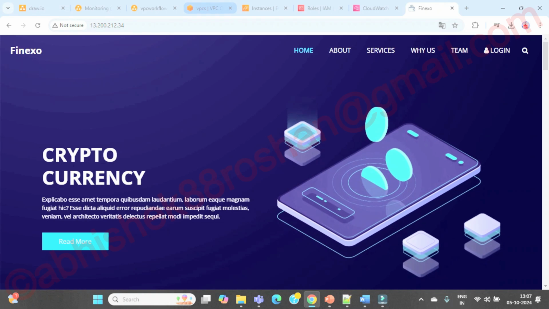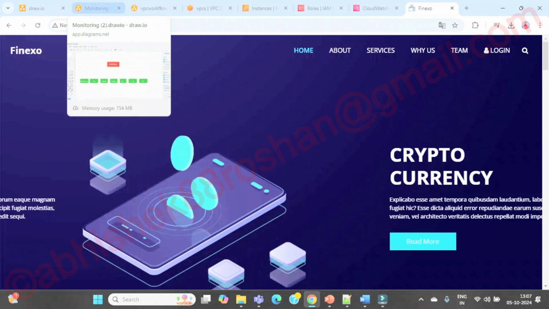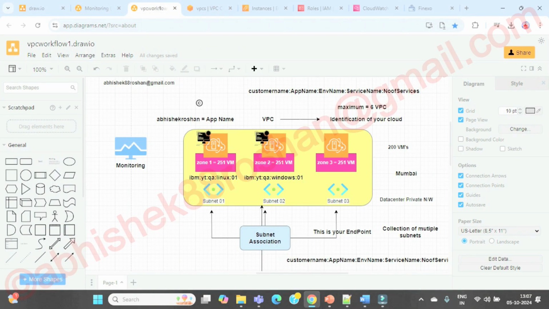But in today's session, guys, we are going to see how you can put monitoring, whether for your network, that is your VPC, or at a server level, or at a network level, or there are different types of monitoring, guys, which is very, very important for us.